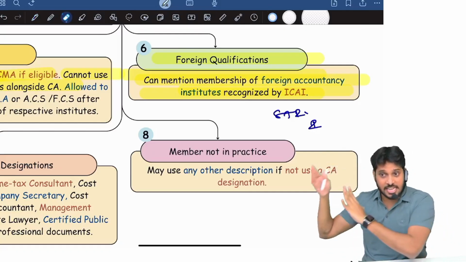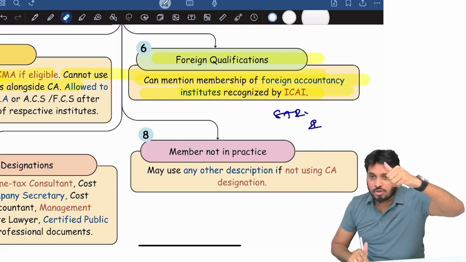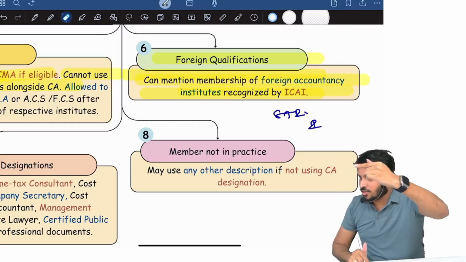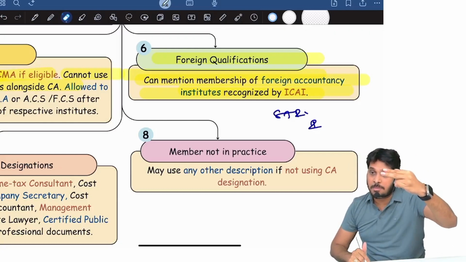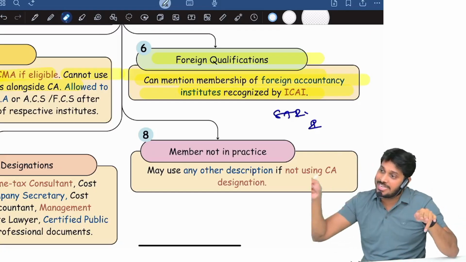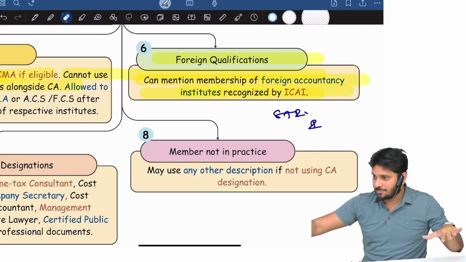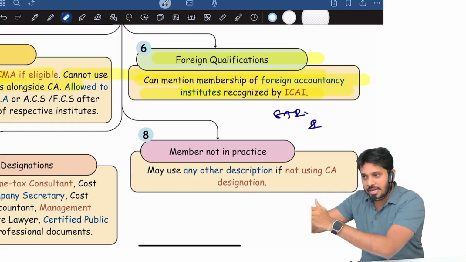I don't know in reality how many authorized bodies there are, but in our book only these three were there: the South African Institute of Chartered Accountants, the Chartered Accountants of England and Wales, and CPA Ireland. These three foreign qualifications can be presented along with your CA degree. But remember, you cannot adopt them as a designation. Certified Professional Accountant Ireland, you can't use like that. You can mention CPA Ireland, no problem at all.